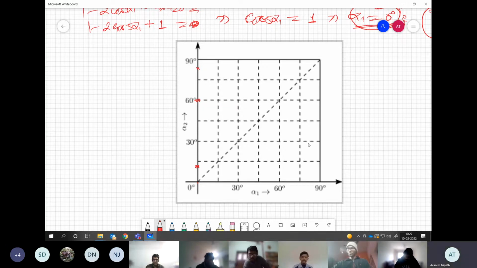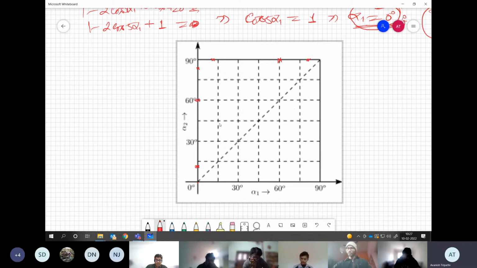Yes, sir. Then corresponding to alpha 2 equal to 90 degree, you have found something like 60. And then what else was there? 12 and 84. Correct. So 75, and then this is somewhere here.